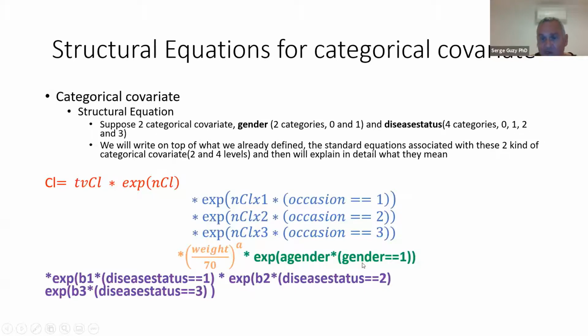Because when gender equals 0, all this cancels, and the male will take the value of TVCL multiplied by this if it exists, multiplied by this, and multiplied by the weight effect. Then in general, if you have n categories, you just need n minus 1 multiplications. If you don't do that, your system will be over-parameterized because you add something that is not needed, which is a problem.